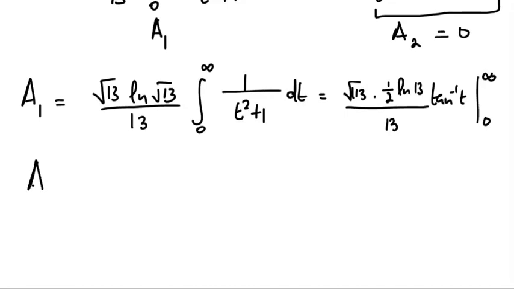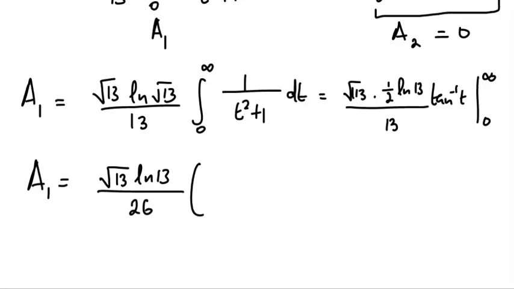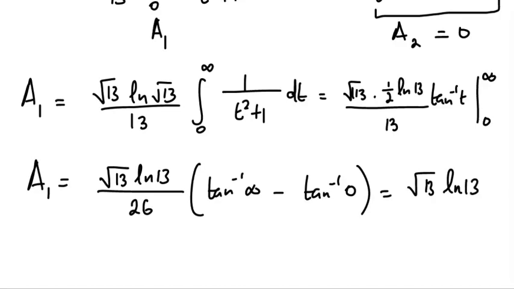So a sub 1 is going to be equal to root of 13 natural log of 13 divided by 2 times 13, that is giving us 26. Then we have to put the upper limit, the inverse tangent of infinity, minus the lower limit, the inverse tangent of 0. So the inverse tangent of infinity is pi by 2 and 0 is 0, right? So we're going to have root of 13 multiplied by the natural log of 13 whole divided by 26 times 2, which is giving us 52.